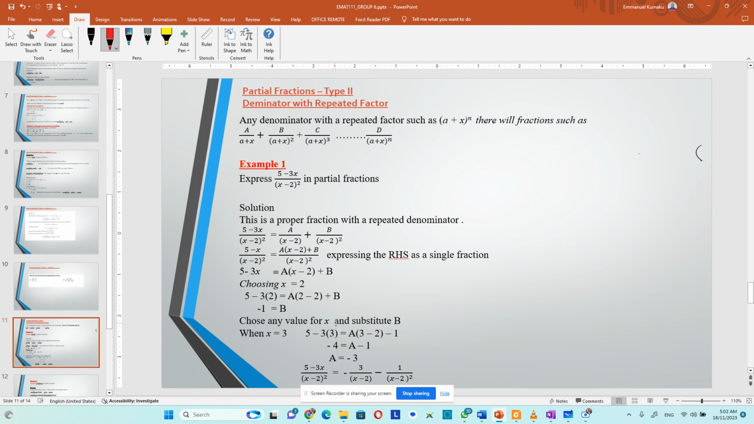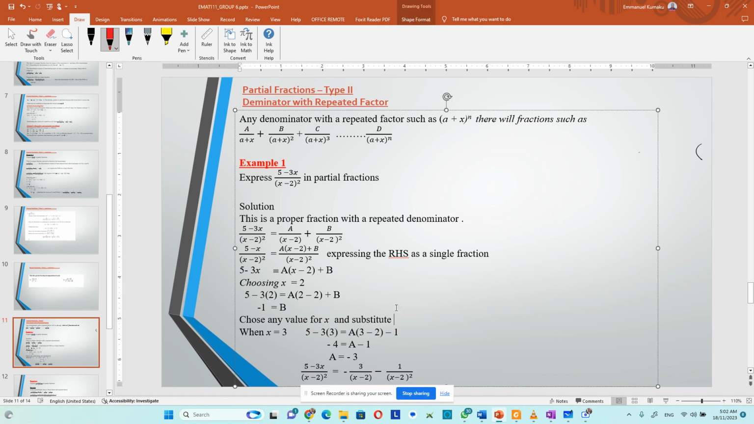Then we choose any value for x and substitute, because we can't drop the B. We know the value of B here, so we choose any value for x and substitute B. When x is equal to 5, we have 5 - 3 times 3 is equal to A times (3 - 2), then minus 1 because B is 1. Solving for that, we have A equal to negative 3. Then we put it back in the respective positions at the top here.